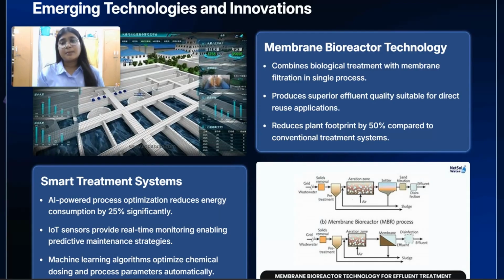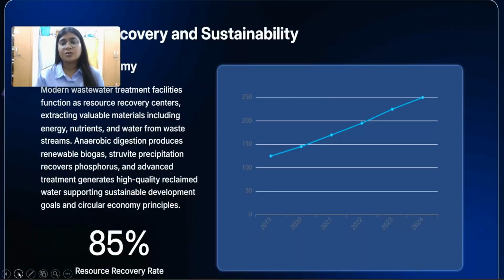In membrane bioreactor technologies, we combine biological treatment with membrane filtration in a single process. Like we are doing presently, we are combining these two processes in a single method. So this is the membrane bioreactor technology for effluent treatment. You can see membrane bioreactor processes. Grit solid removal, everything is there.